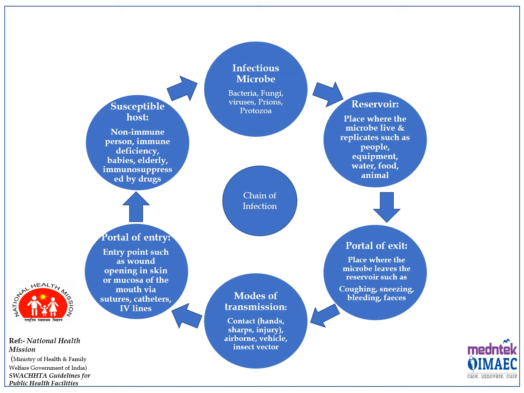So a susceptible host means a non-immune person or someone with immunodeficiency, like babies, the elderly, or people immunocompromised by drugs, like cancer patients. Many oncological drugs suppress human immunity, and then the opportunistic pathogen comes into the picture and causes disease in the human. So it is a continuous cycle.